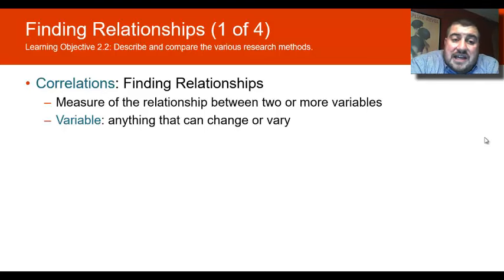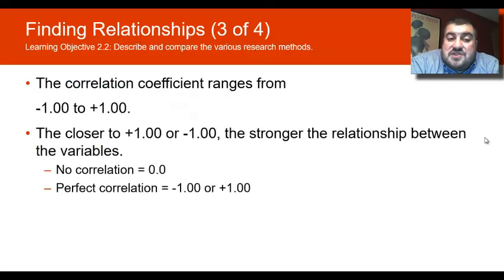And here are the ranges. It's from -1 to +1. So the closer to -1 or +1, the stronger the relationship between the variables. The closer to 0 it is, the weaker it is, so there's no correlation at 0. So 0.05 is not a good correlation. 0.3 is okay, and you get up to 0.4, 0.5, depending on the study, and you will have a very strong correlation. A perfect correlation is -1 or +1. And the negative and positive imply which direction it's going.